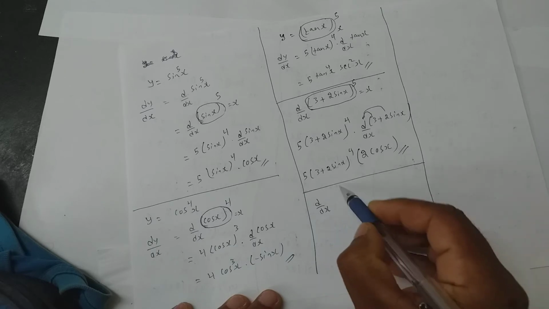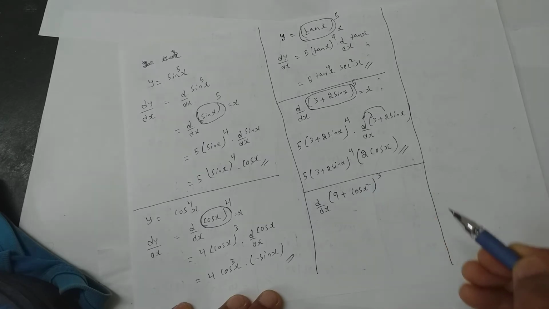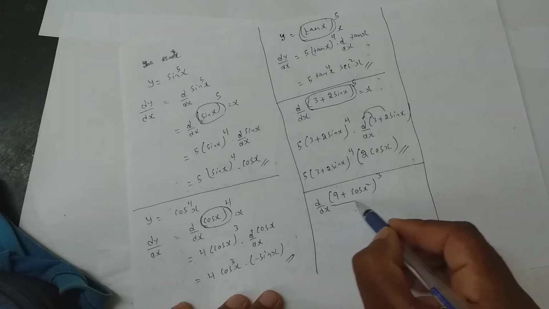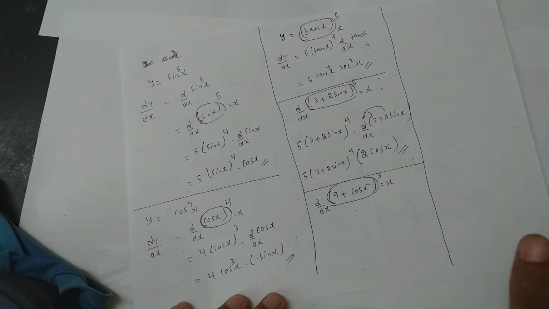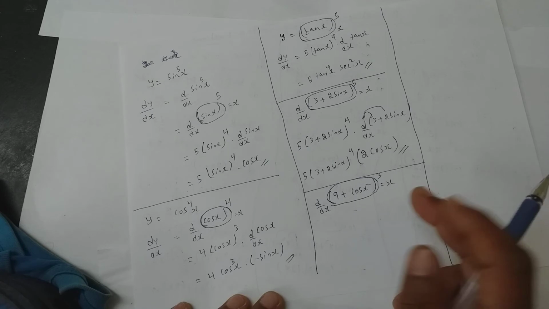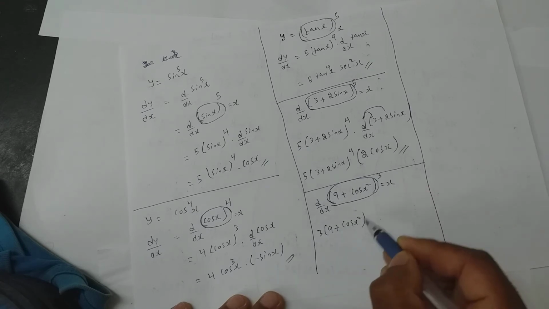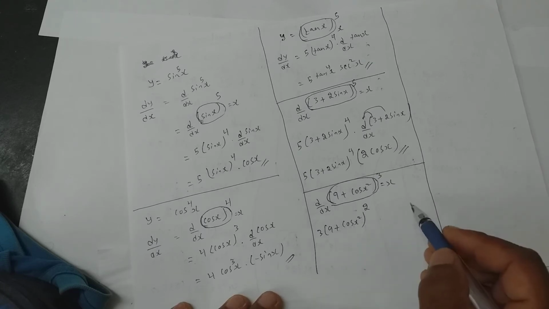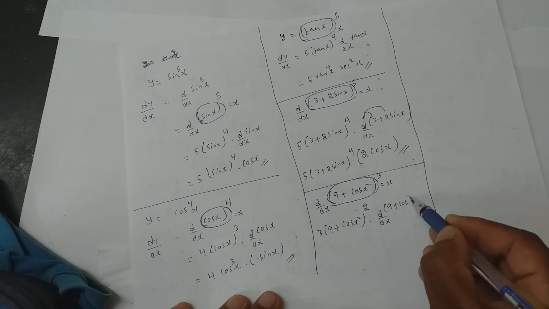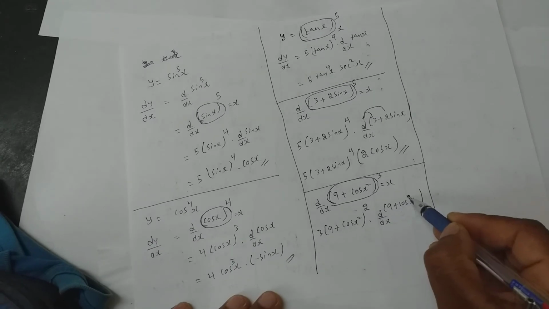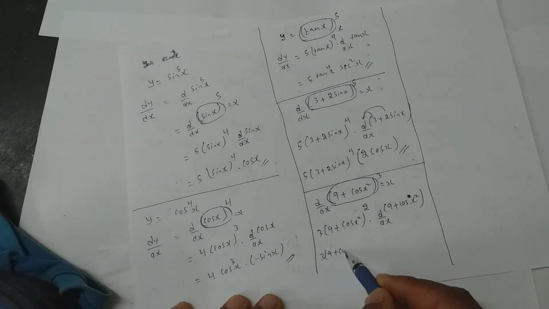D by dx of (9 + cos x^2)^3. Again, I need to assume it to be x. Don't panic, it's easy. So what is x^3 differentiation? 3x^2. So it is 3 into (9 + cos x^2)^2. Clear enough? Into d by dx of whatever you have assumed for x. Cos of x^2 it is, not cos x. Clear? Now this as it is you will be writing.